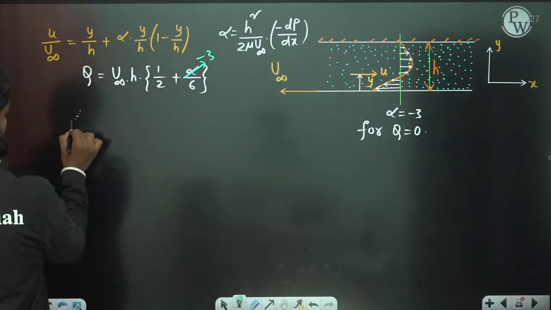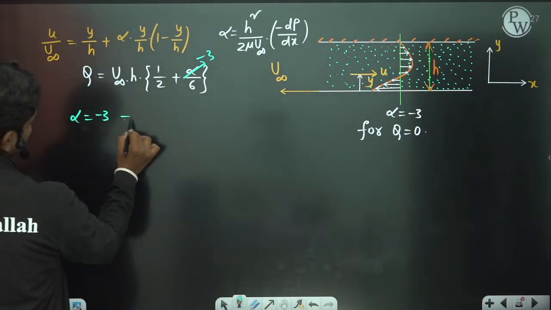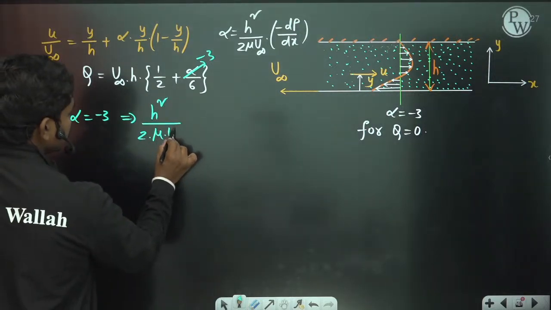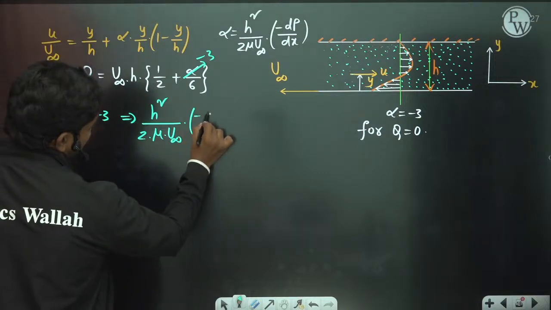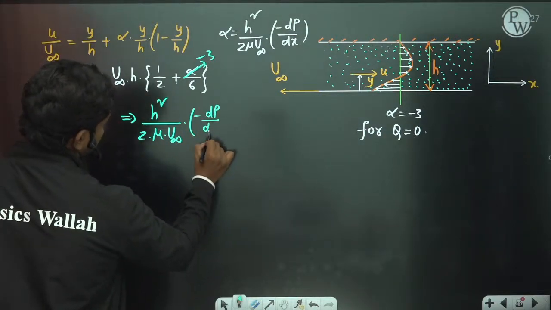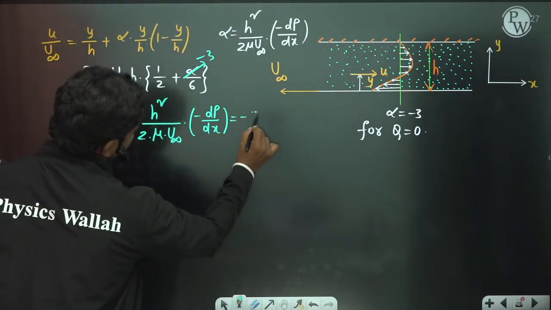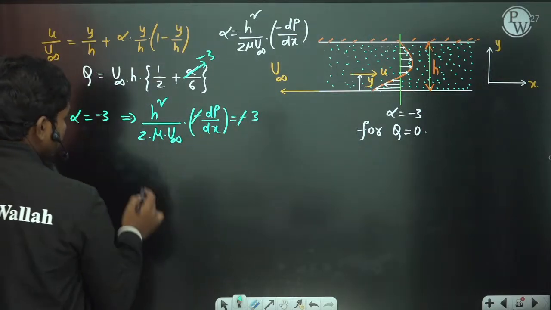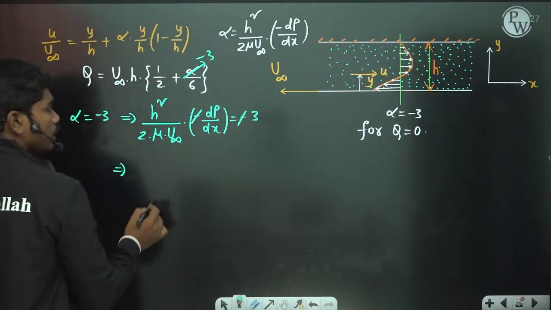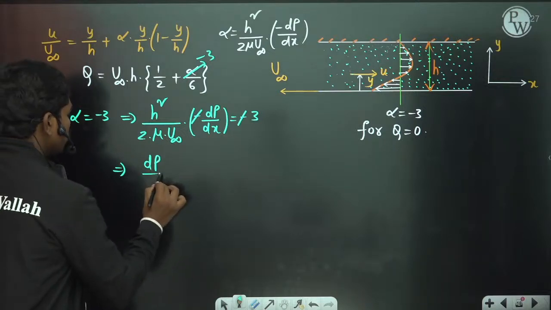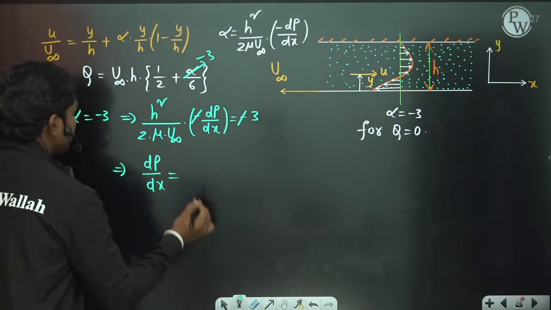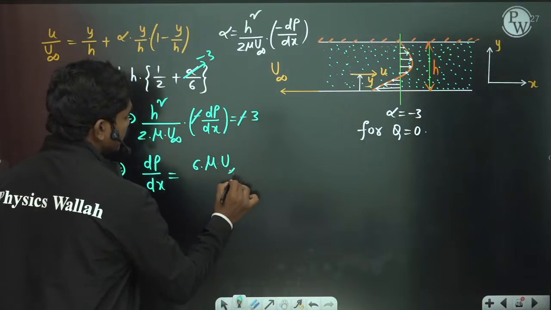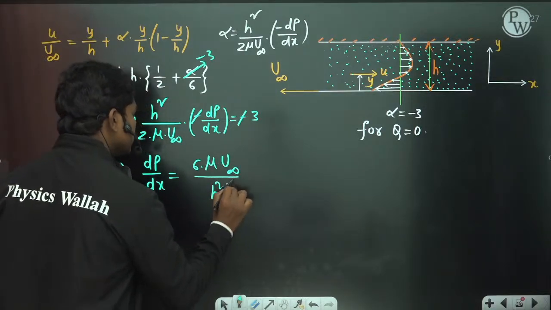So alpha is equal to -3, which implies h square by 2 mu u infinity times the pressure gradient is equal to -3. Of course you can cancel the minus sign. So now dp by dx is equal to 6 times mu u infinity by h square. So you have this relation.